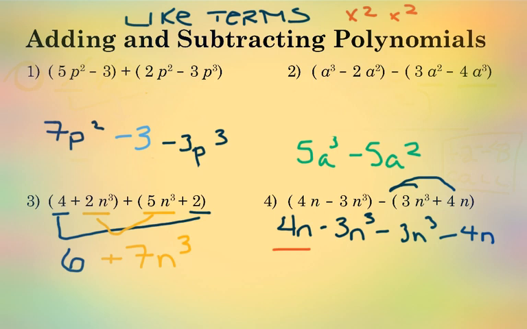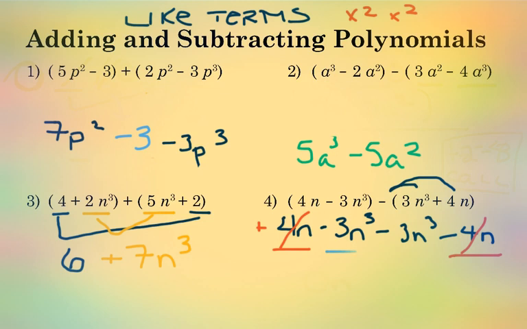Anything that goes with this 4n? Well, you got that 4n. Positive 4n, negative 4n. Those actually cancel each other out. We have no n's. If you need to double check and see why that happened, just type 4 minus 4 on your calculator. You will get 0. 0n doesn't need to be written.